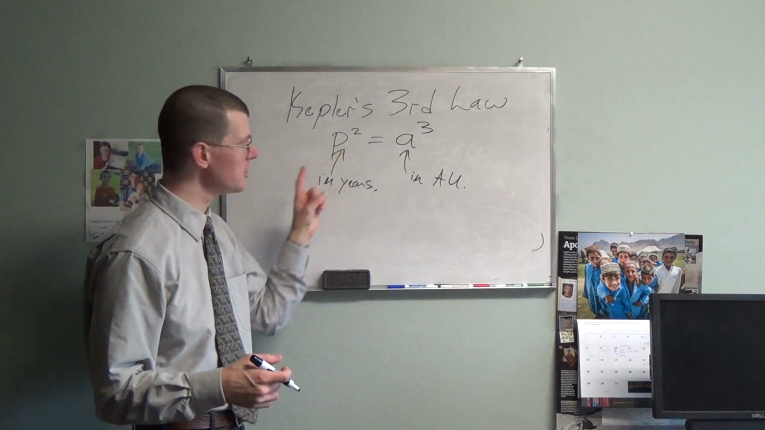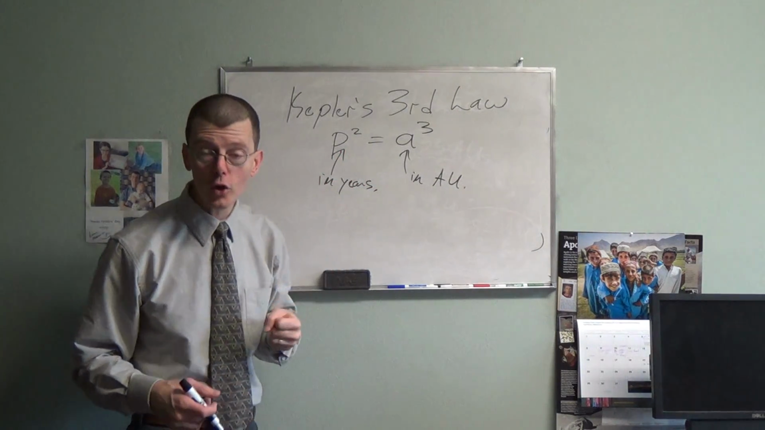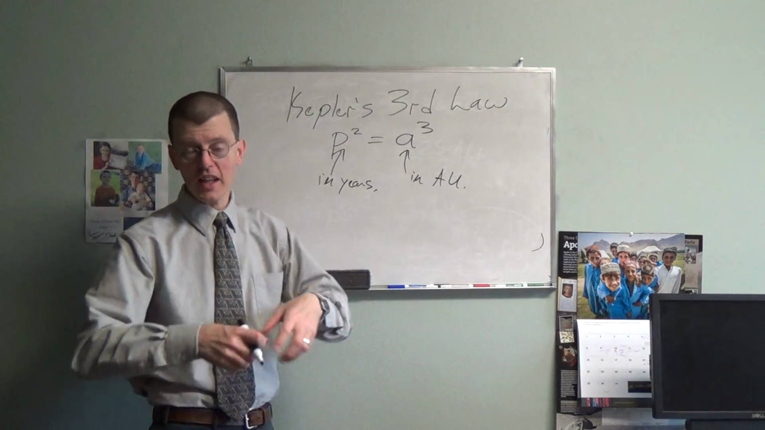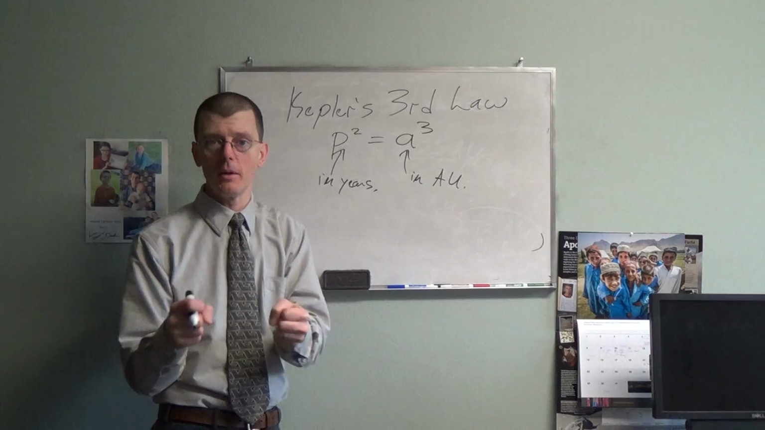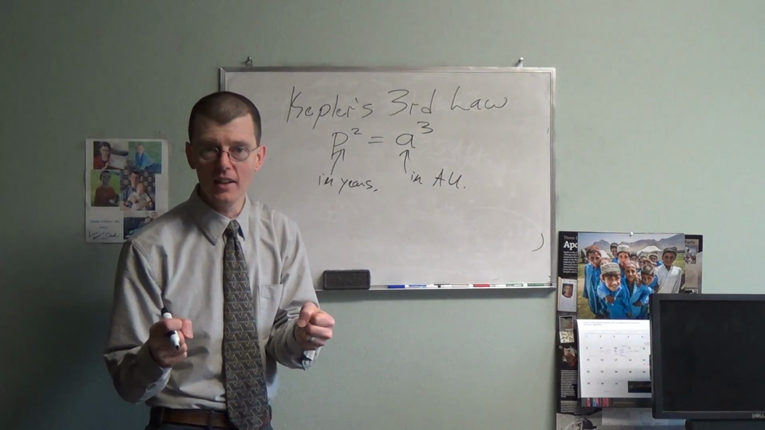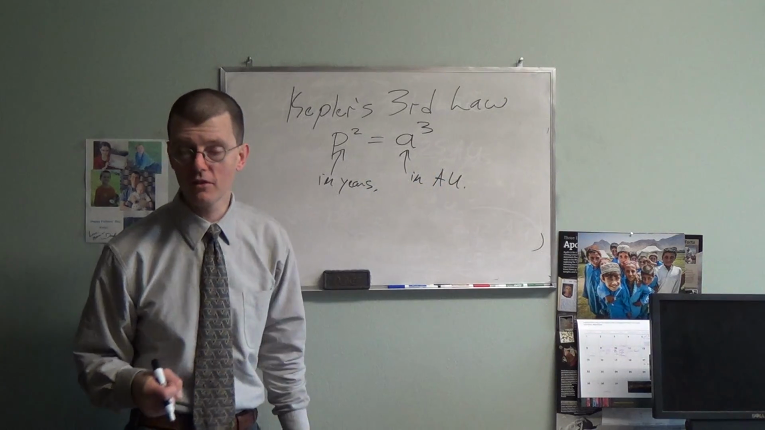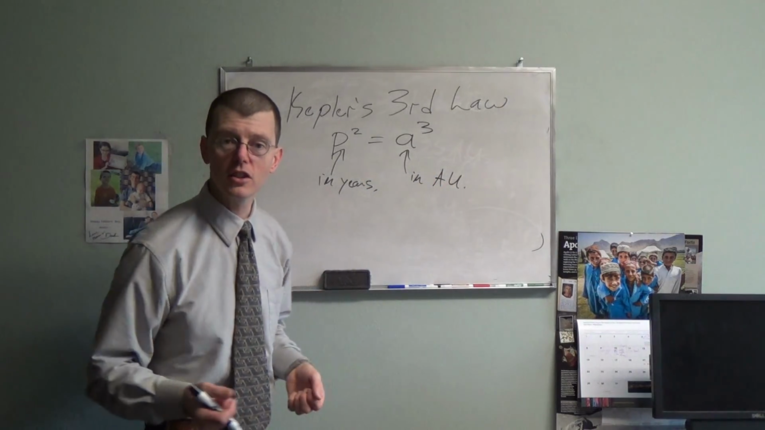So what it says is if you take the period of time it takes to make one complete orbit around the sun, and you take the semi-major axis of the orbit, the average distance from the sun, then if you square the years, you'll get the same number as if you cube the distance from the sun.